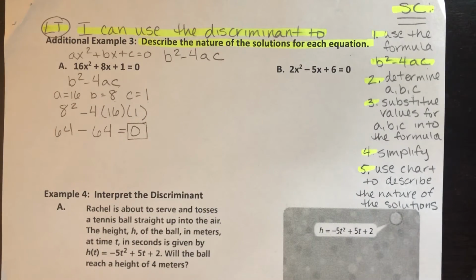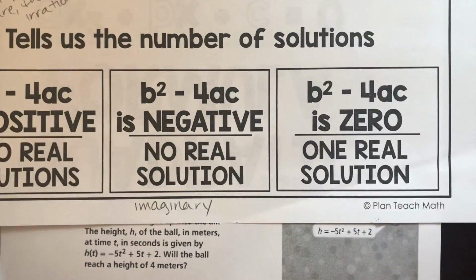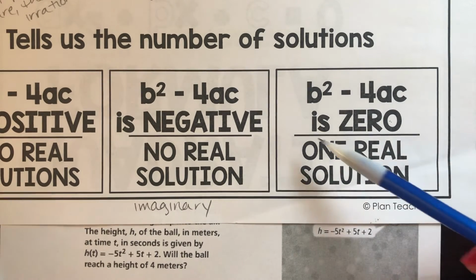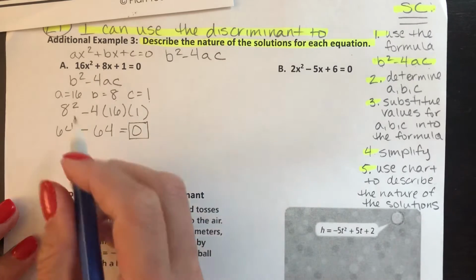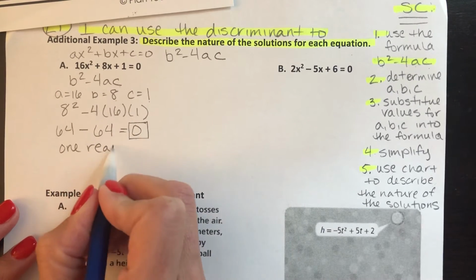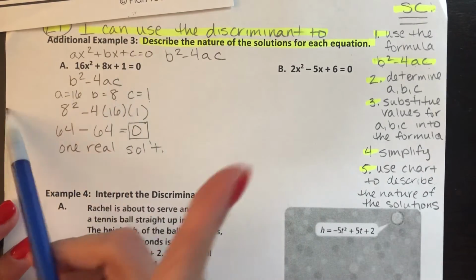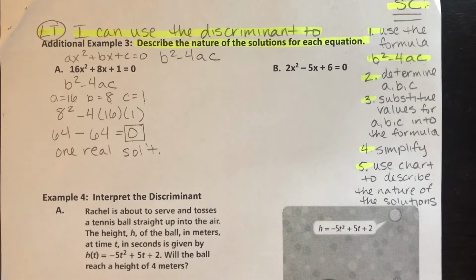So now I'm going to use my chart, step 5, use my chart to describe the nature of the solutions. So here's my chart. I got a 0 discriminant. So that is going to be one real solution. And then that would be my answer. So 0 discriminant means that we're going to have one real solution. So if I use the quadratic formula on this, I'm going to get one real answer. Let's try B. Go ahead and pause the video, find the discriminant on your own, and then use your chart to describe the nature of the solutions.